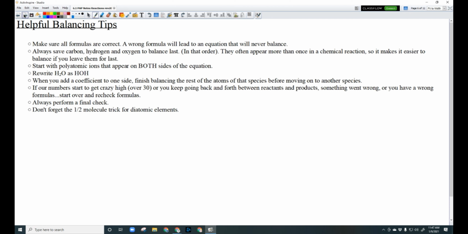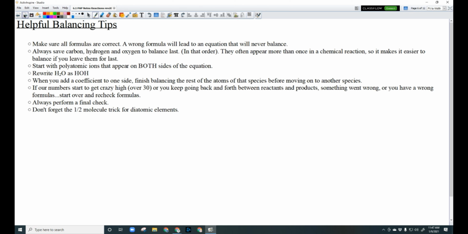Always save carbon, hydrogen, and oxygen to balance last in that order, because again, they often appear more than once in a chemical reaction. So if you save them to the last, it just makes balancing easier, because a lot of times they balance themselves out as you're balancing the other elements in the equation. Start with polyatomic ions that appear on both sides of the equation. So if you see a polyatomic ion as a reactant, make sure to look on the product side to see if you have that same polyatomic ion before you start busting them up into different elements.